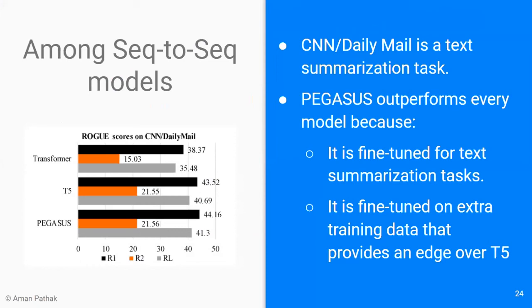We use the CNN Daily Mail text summarization task, and it can be seen in the figure on the left hand side that the R1, R2, and RL scores obtained on CNN Daily Mail are better for Pegasus in each and every sense. There is a reason for that, because as mentioned earlier, Pegasus is perfectly curated for the text summarization task, and it has also been trained on extra data, which T5 has not been. So as you can see, between T5 and Pegasus there is marginally a difference between the R2 scores and the R1 score. So it's because of that.